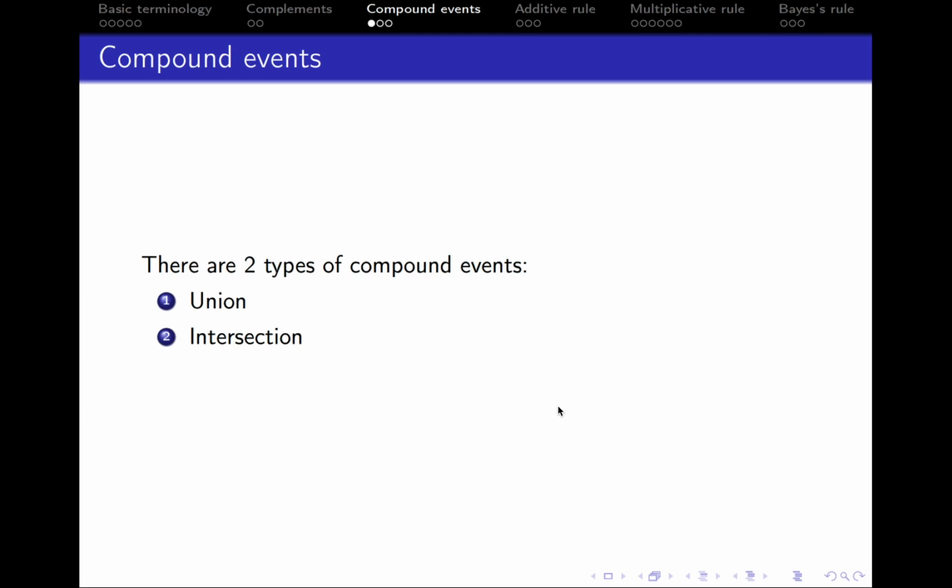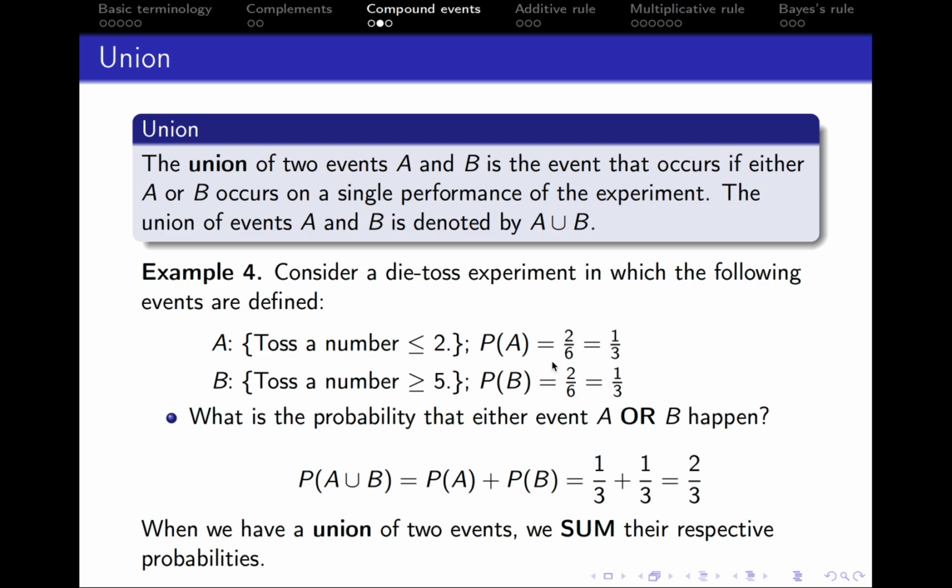Another type of events that I would like to discuss is so-called compound events. And as you can see, there are two types of compound events, union and intersection. So let's have a look at each of them one by one. And I would like to start with the union.